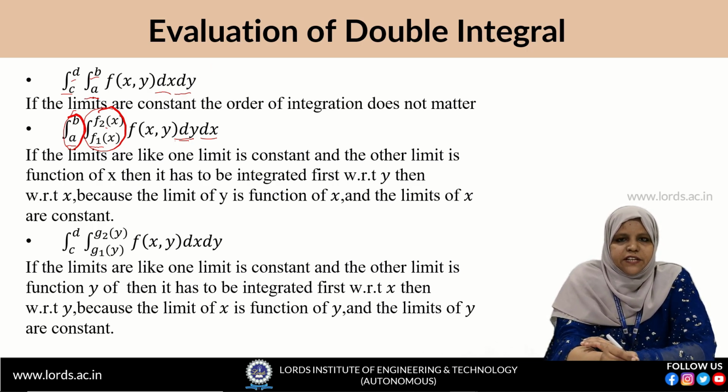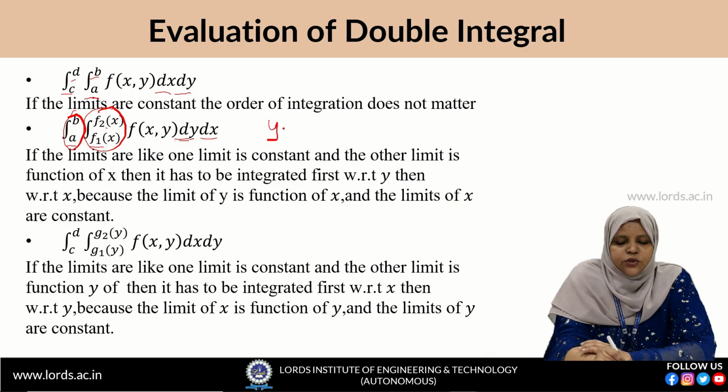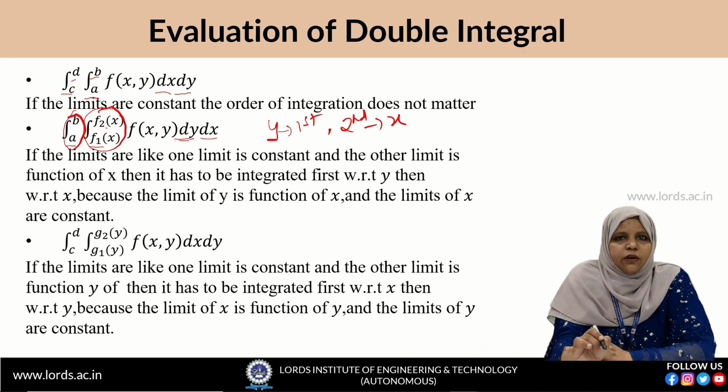So if the limits are in such a case, you have to follow the order of integration. In the previous case, what did I say? The order does not matter because all the limits were constant. But here in this case, one limit is constant and the other limit is a function of x. So here the order matters. It has to be integrated first with respect to y, and secondly with respect to x. Okay, so this order should be followed.